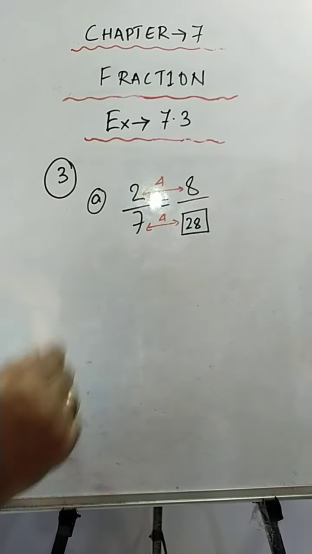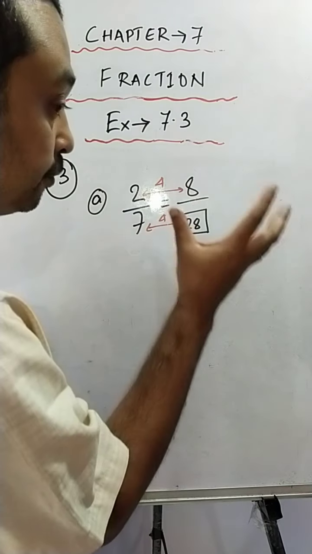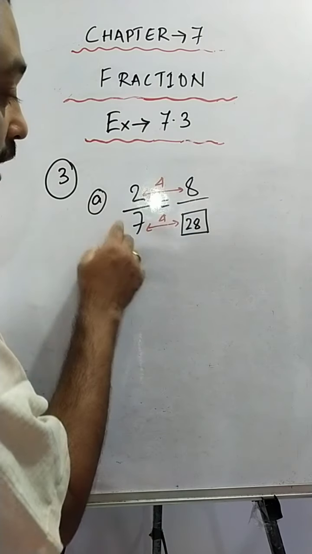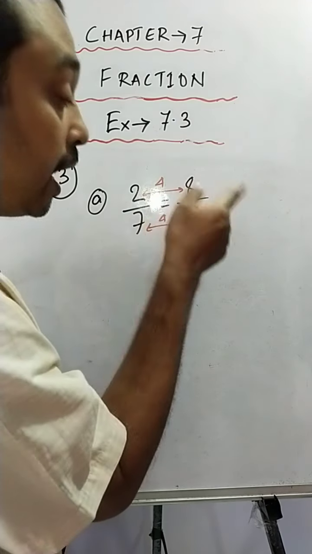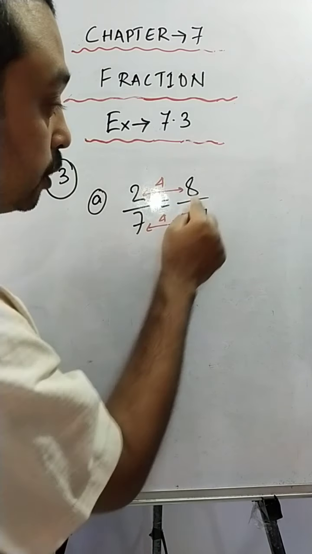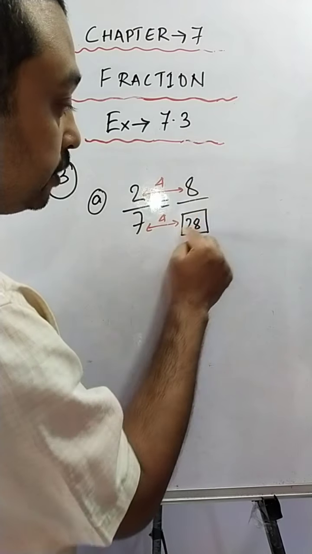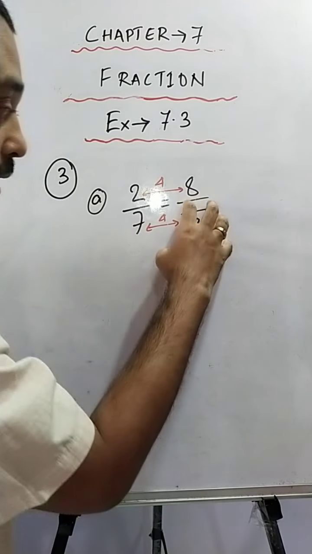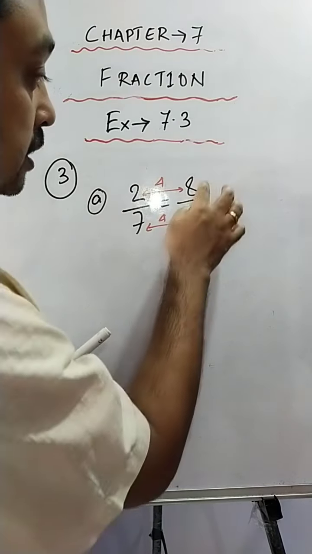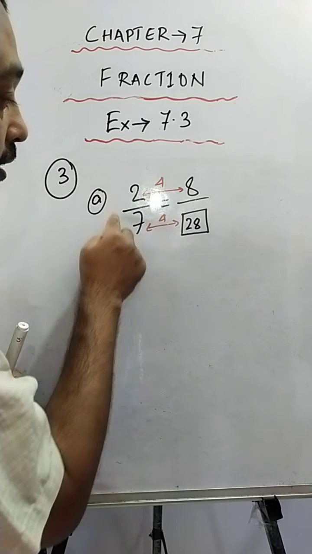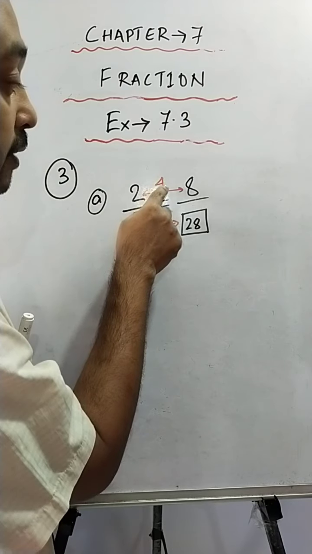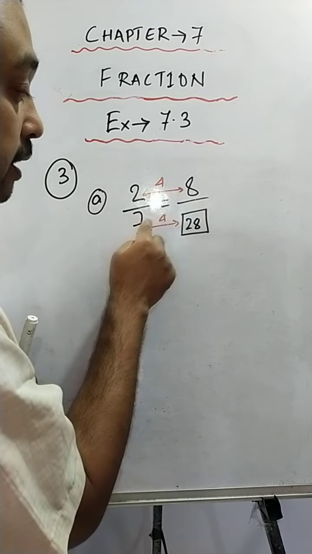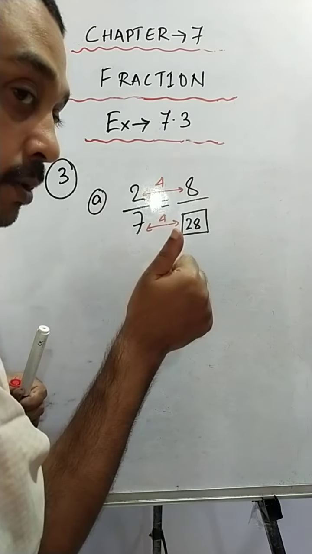And why is it so? Because we have to get the equivalent fraction. What is the equivalent fraction of 2 by 7? That is 8 by 28. Why is 8 by 28 an equivalent fraction? Because when you reduce it, the numerator and the denominator, you will again get 2 by 7 only. That is the reason we multiply the same number with the numerator as well as with the denominator. Okay, students?